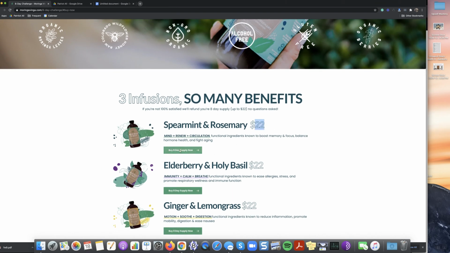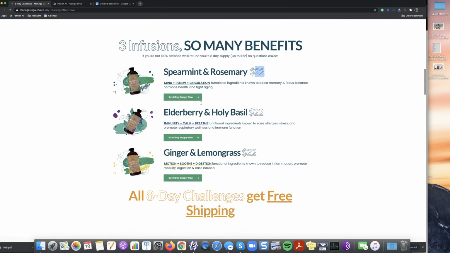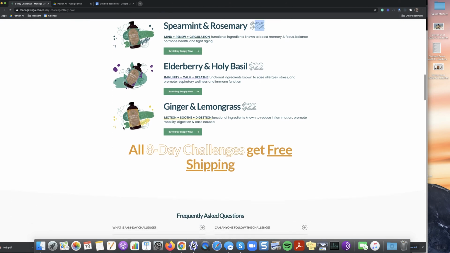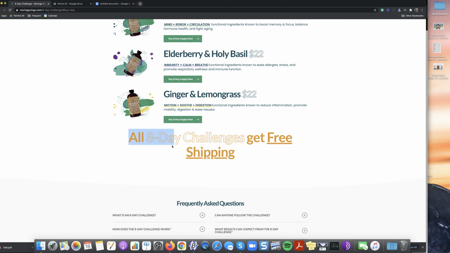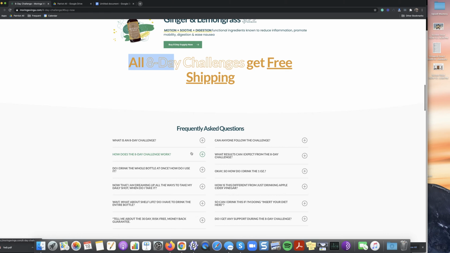Don't put the price there. Don't put a buy 8-day supply here either, because again, you want them to read, you want them to keep going, and if you've already asked for the sale and they're not convinced, then you're not going to get it. This doesn't need to be here either. Put these at your very bottom, because now all of a sudden people have to think.